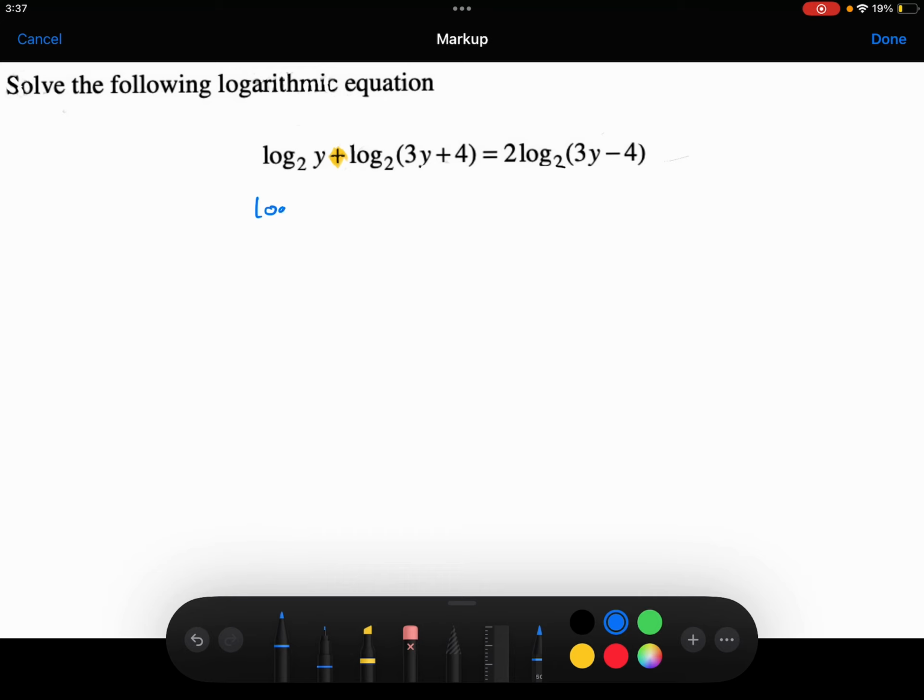So I can write log base 2 of the y multiplied by the 3y plus 4 is equal to, now on the right hand side there's only the one single logarithm, but it does have that coefficient of a 2 in front there that I don't particularly like because I didn't have a 2 on the left hand side. So I'm going to use the power law to move that up to be a power there. So the right hand side is the same as log base 2 of 3y minus 4 squared.